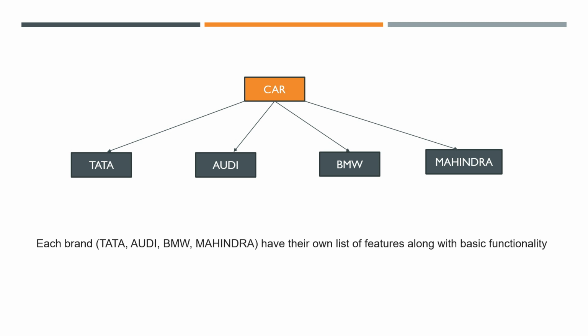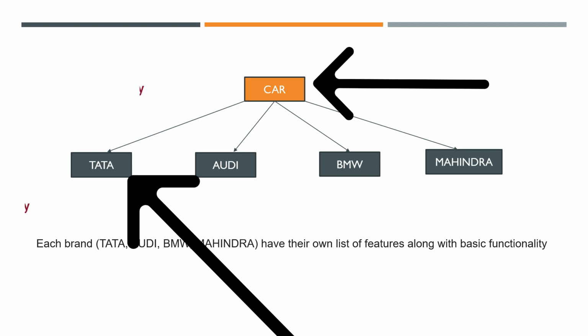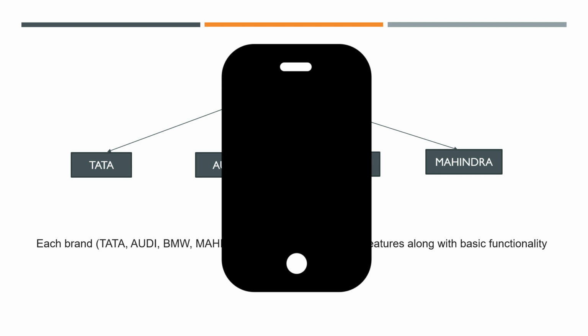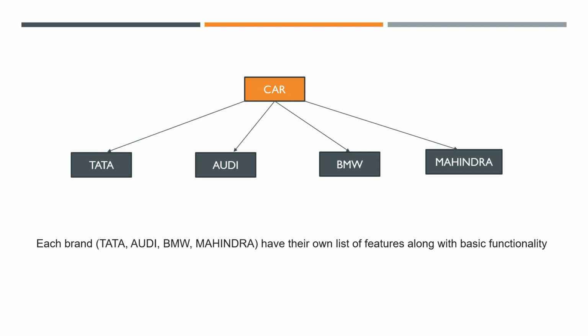I'll take one more example. If you go to a mobile shop, how do you purchase a mobile? Are you going to say, hey, I just need a mobile? Mobile is a logical thing. It's a logical existence, it does not physically exist. So the shopkeeper is going to ask you, what mobile? Again you say, hey, I just need a mobile. He will get confused about what exactly you want, because mobile is a logical entity. It does not exist. Just like that, the car is a logical entity. It does not exist. What exists is the brand: Tata, Audi, BMW, Mahindra.